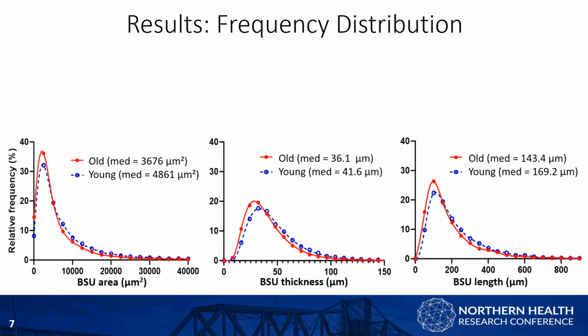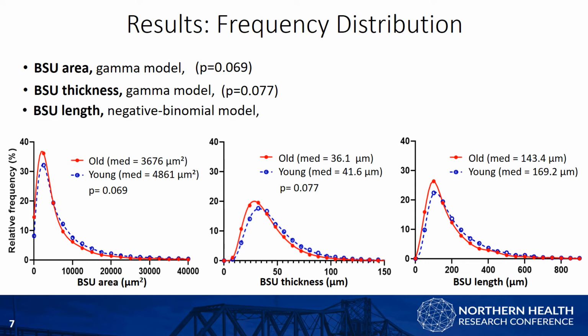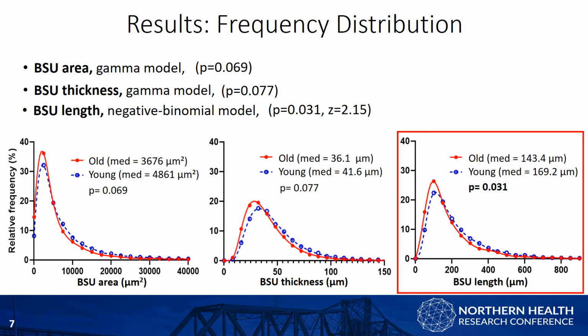BSU area and thickness both followed gamma models, but were not found to be significantly different between the two age groups. BSU length, however, followed a negative binomial model and was found to be significantly smaller in the old age group. The median values for each parameter for the young and old age groups are presented in the distribution plots below.